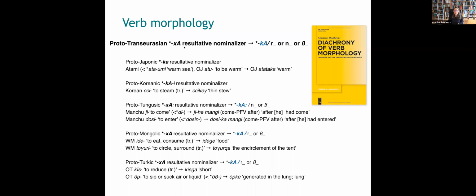So here we reconstruct ka for a resultative nominalizer. It is interesting to see that it's not only the form ka and the function resultative nominalizer that correspond, but that there's also a peculiarity corresponding, namely the fact that ka turns into ha after an r or an n. And that is true not for one branch, but for 3 branches of the language families. Such sharing of irregularities is very important because it is strong evidence for the genealogical relatedness of the languages concerned.